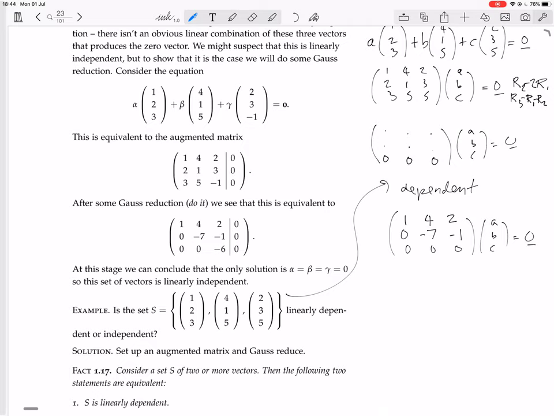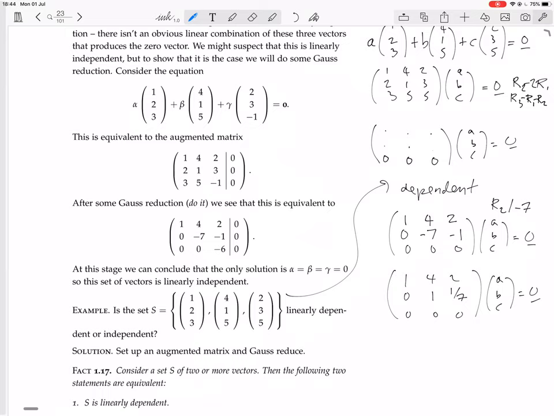Okay. So now we could do row 1 plus 2 times row 2. No, that's not going to be good. Let's do row 2 divided by negative 7. Okay, so you still have the 1, 4, 2, and now you have 0, 1, 1 over 7. You have 0, 0, 0 here, with A, B, C, and 0.